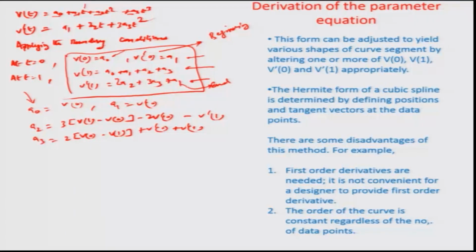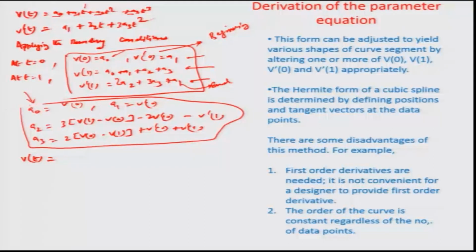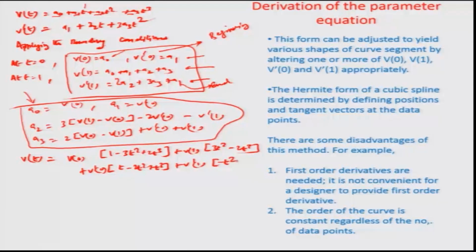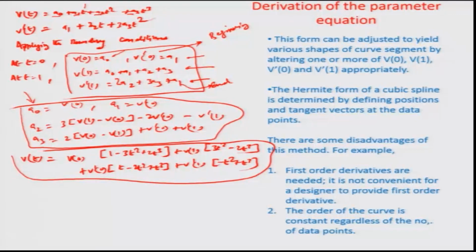and all we have is the beginning and the end point and the slopes v dash at the beginning and the end points respectively. So, we can now represent the function v t with respect to all these different solutions which have been obtained, a0 to a3. This can be represented as v 0 times of 1 minus 3 t square plus twice t cube plus v 1 times of 3 t square minus twice t cube plus v dash 0 times of t minus twice t square plus t cube plus v dash 1 times of minus t square plus t cube, which is actually how the equation which was assumed earlier will be represented.